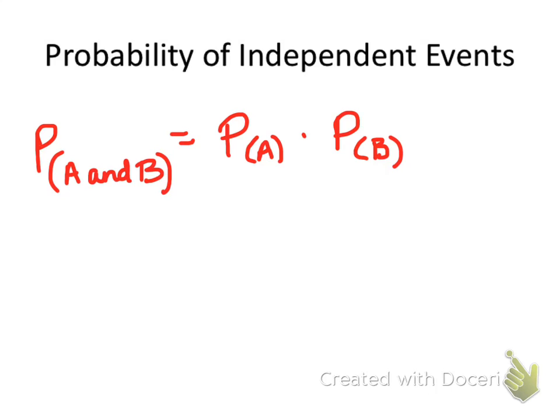And a lot of it goes back to the theoretical probability, just based on the total number of outcomes and the favorable outcomes compared to the total.